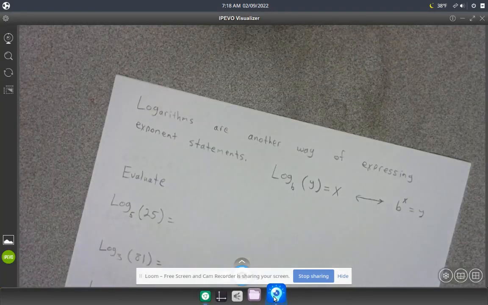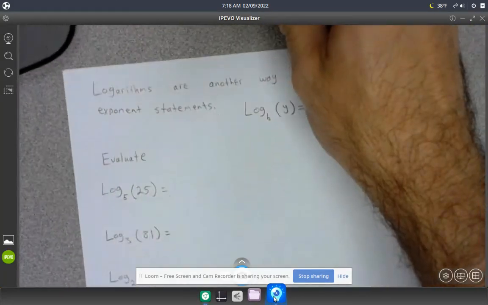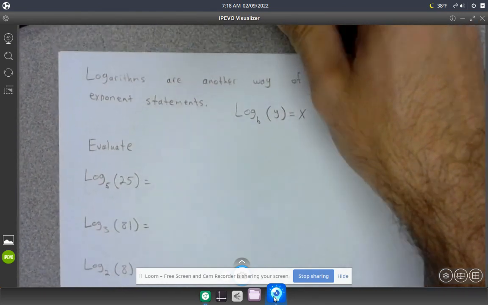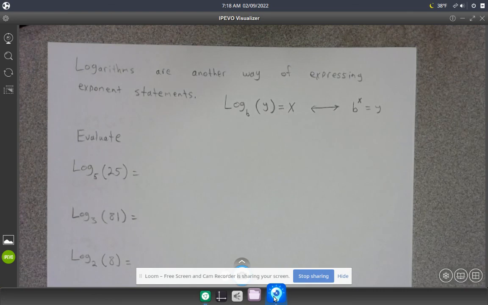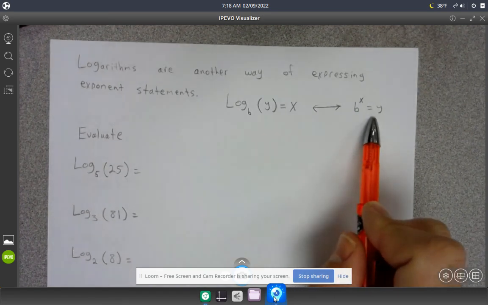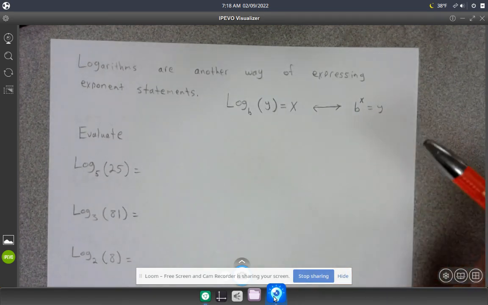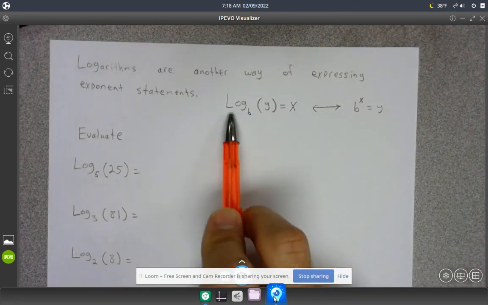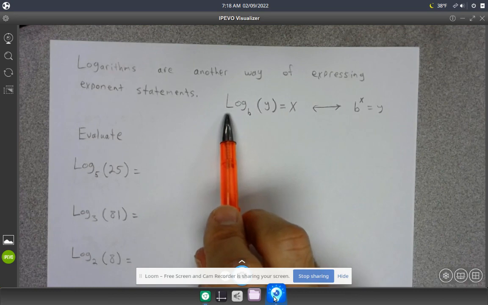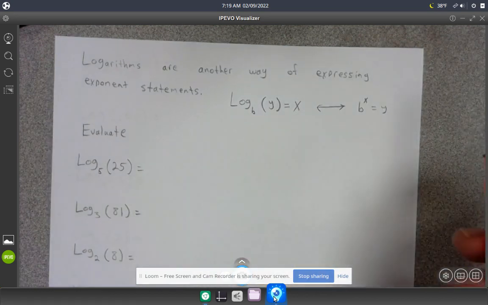All right, so we're going to look at logarithms. Logarithms are not as strange as they might first appear. A logarithm is just another way of expressing some exponential statement. If we say 3 to the second power is equal to 9, there's a way of expressing that same concept as a logarithm.